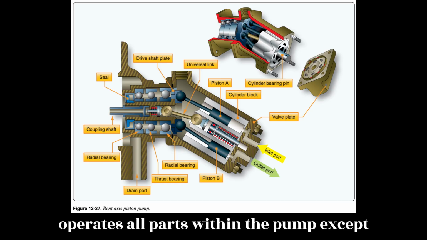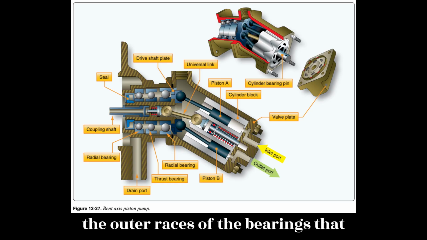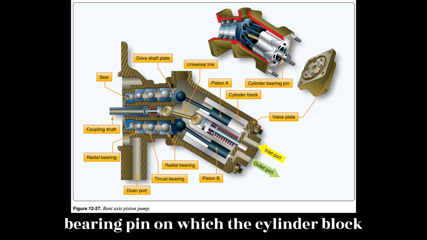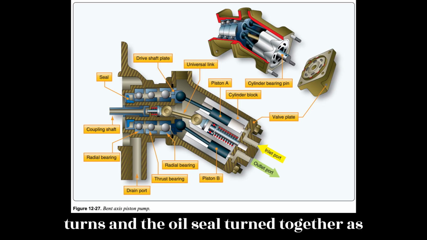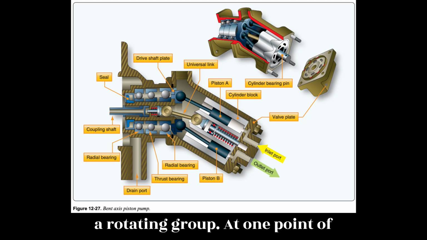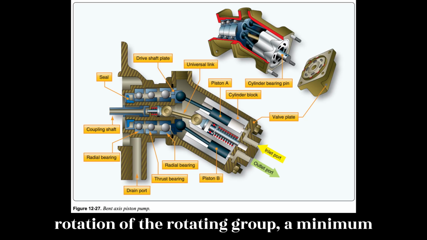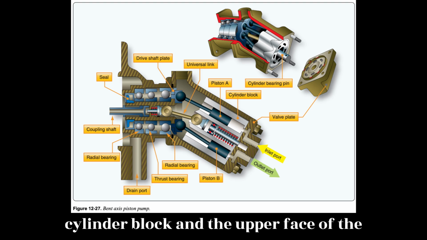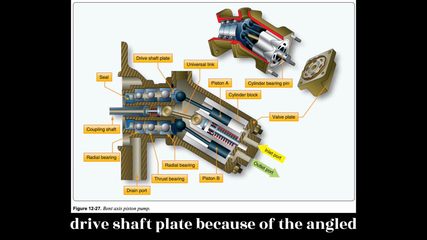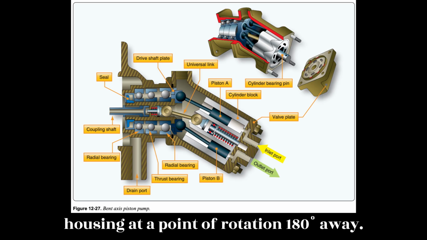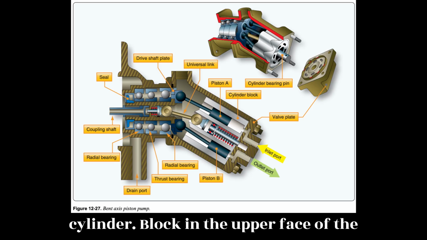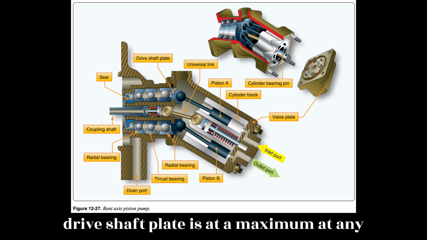When the pump operates, all parts within the pump, except the outer races of the bearings that support the drive shaft, the cylinder bearing pin on which the cylinder block turns, and the oil seal, turn together as a rotating group. At one point of rotation of the rotating group, a minimum distance exists between the top of the cylinder block and the upper face of the drive shaft plate. Because of the angled housing, at a point of rotation 180 degrees away, the distance between the top of the cylinder block and the upper face of the drive shaft plate is at a maximum.